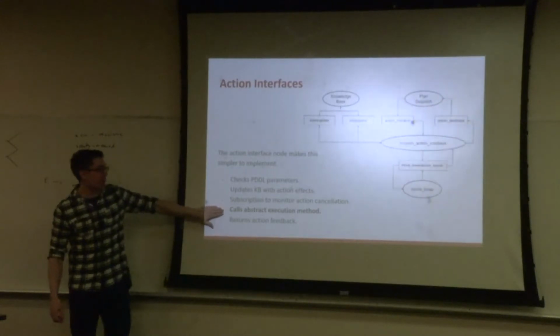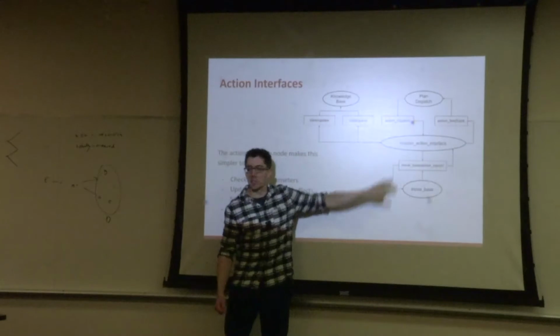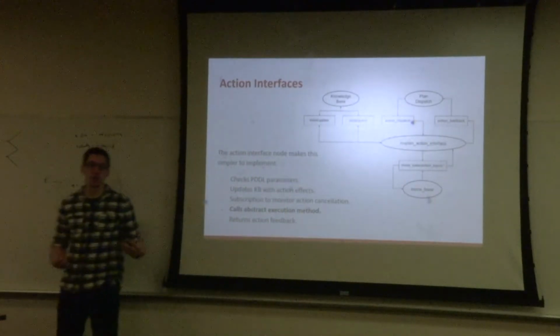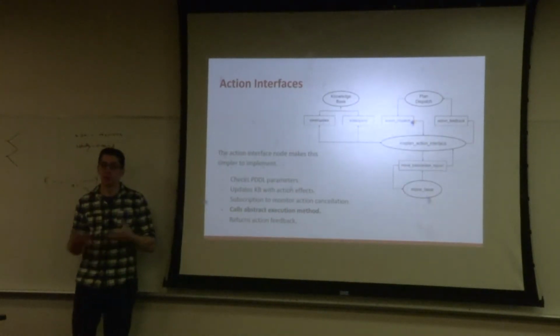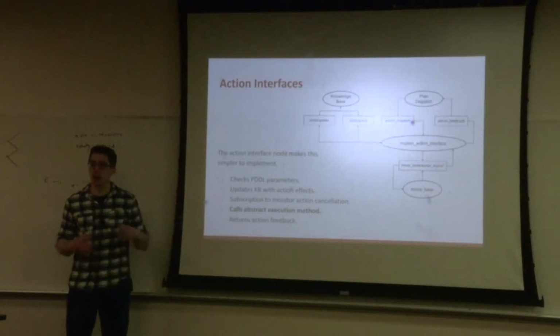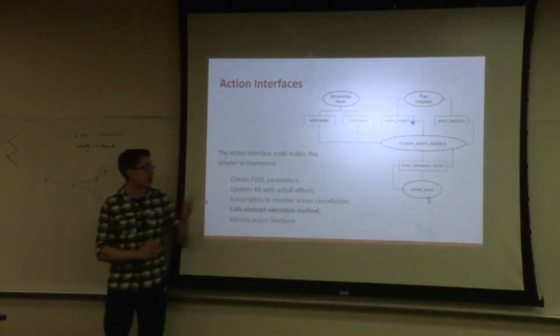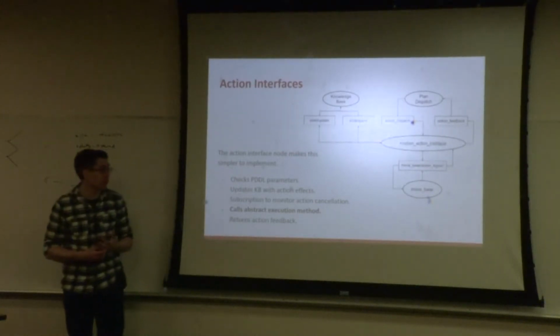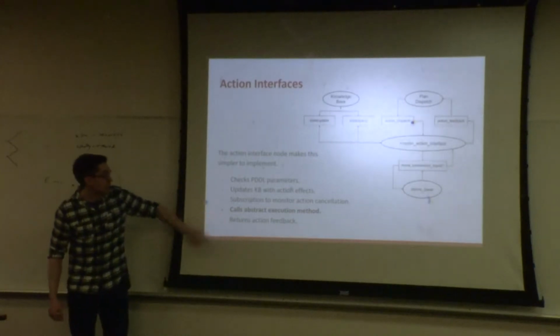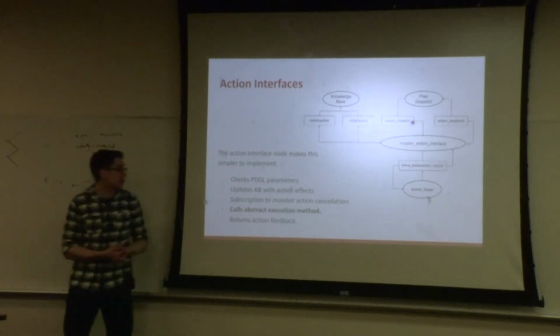And then it calls an abstract execution method. So this is an abstract class. You can't actually launch it. It's meant to be extended to implement this method, which will actually call the low level control. We have a couple of examples of an extension of the action interface. And then finally, it returns the action feedback, action success, or action failed, generally.